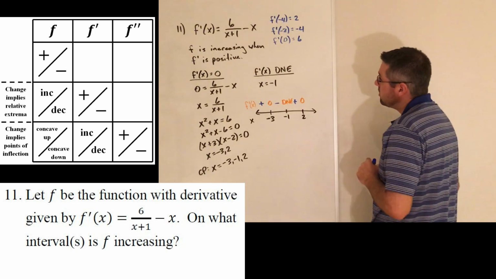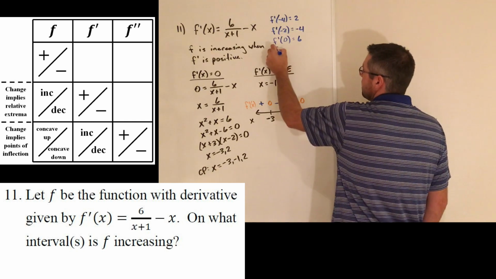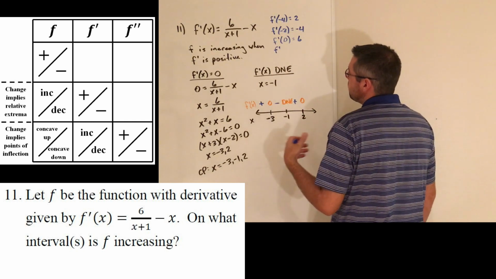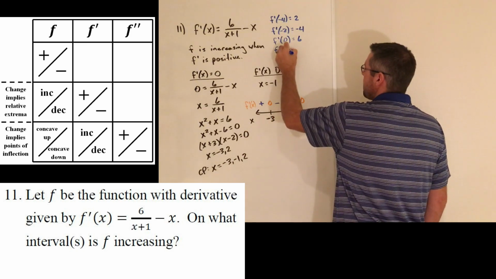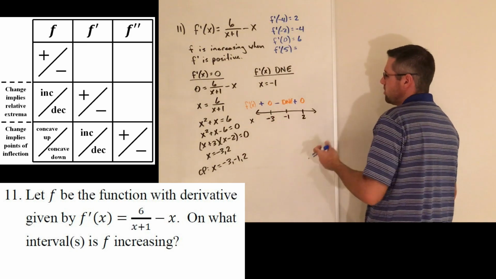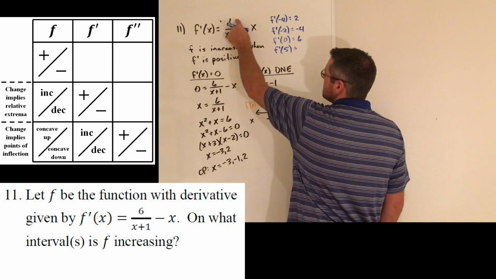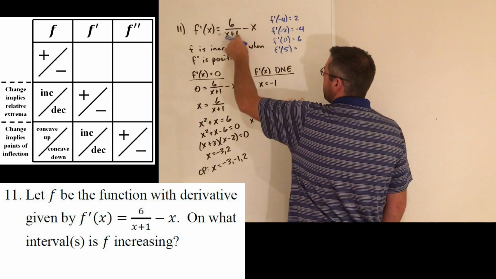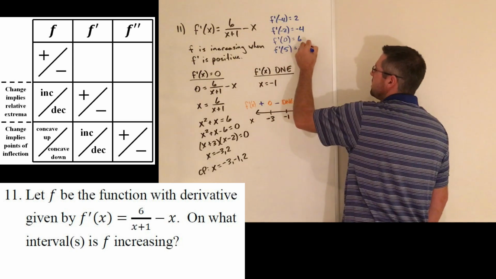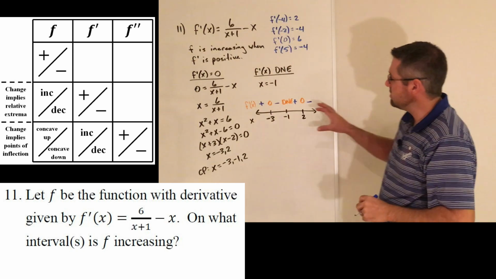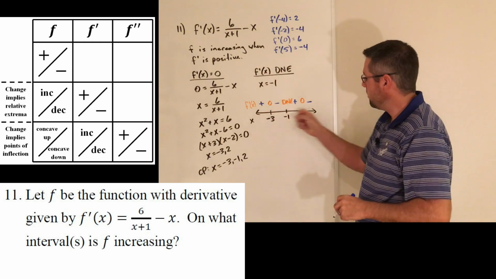And then we're going to go ahead and plug in a value greater than 2. So I could plug in 3, 4, 5. I'm going to plug in 5 because I know that one works pretty easily. But you can plug in any number greater than 2. If I plug in 5, the denominator is 6. 6 divided by 6 is 1. So we got 1 minus 5, which is going to end up being negative 4. So that's a negative value. So we have all the signs of the derivative within each of those intervals.